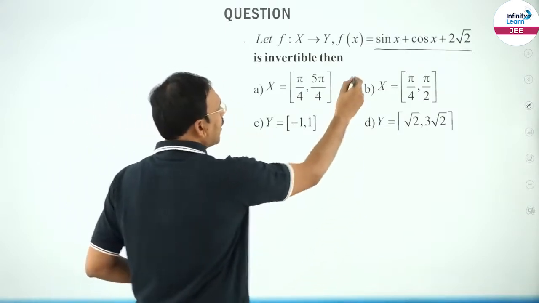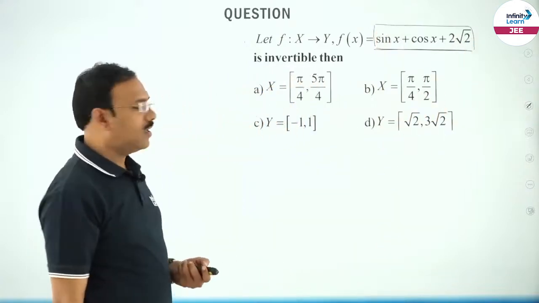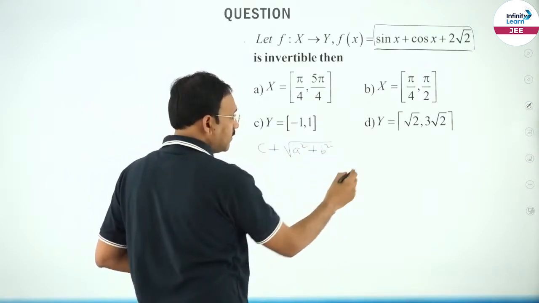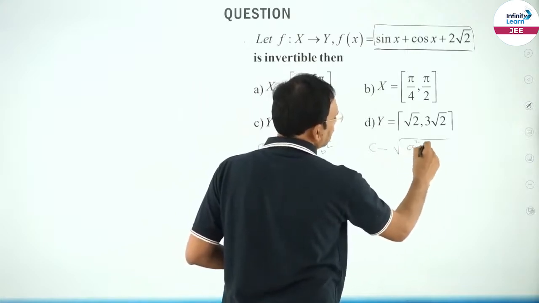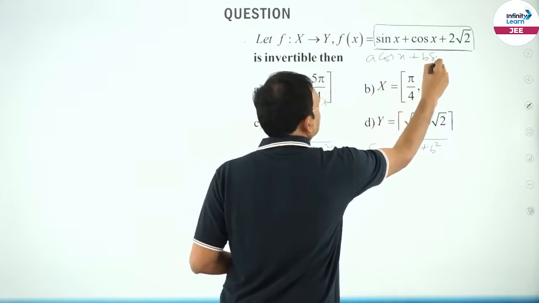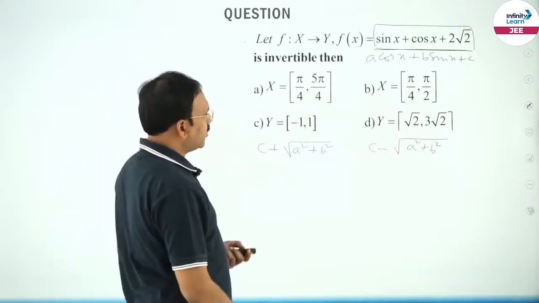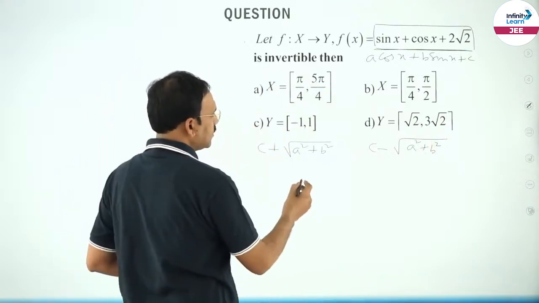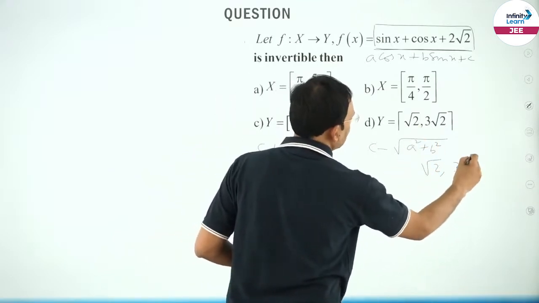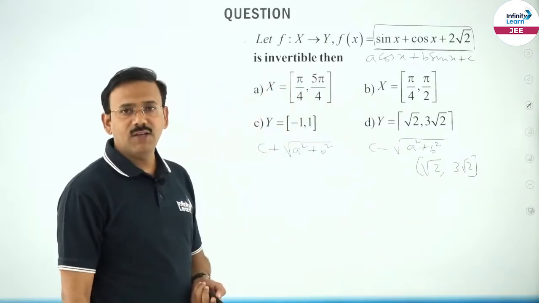Just you know, for a cos x plus b sin x plus c, the range is going to be, you see, c plus root of a square plus b square is the maximum value, and c minus root of a square plus b square is the minimum value, if the function is like a cos x plus b sin x plus c. By this logic, the range of this particular function you can find like, root 2 to 3 root 2 is the range, because c is 2 root 2, and root of a square plus b square is going to be root 2.